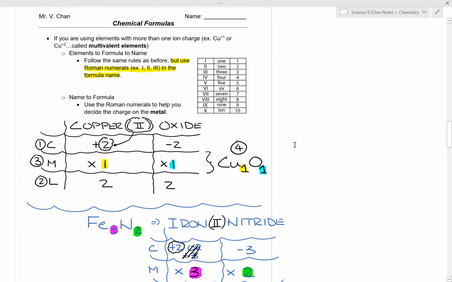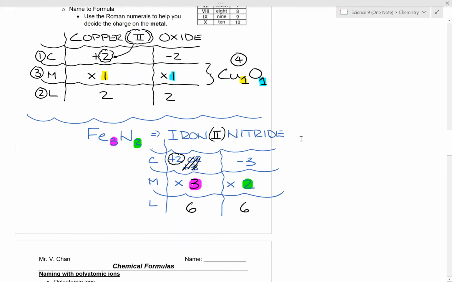And then we talked about multivalence, those with more than one charge, like copper 1 and copper 2. And remember, we had to use Roman numerals. In the case of copper 2 oxide, the 2 told us that we need to use a charge of 2. When we name with multivalence, we don't just go iron nitride. We have to check what charge the iron used, and we put the Roman numerals right beside the metal, which in this case is iron.